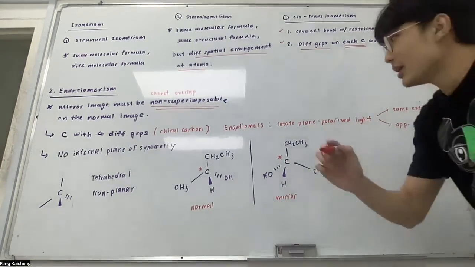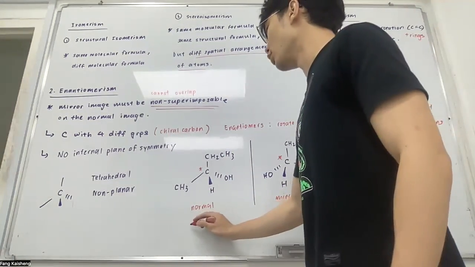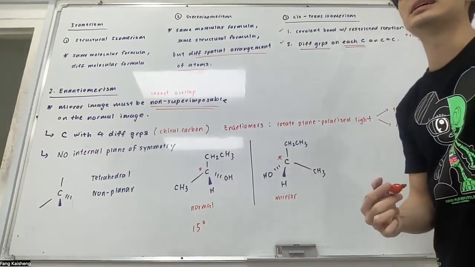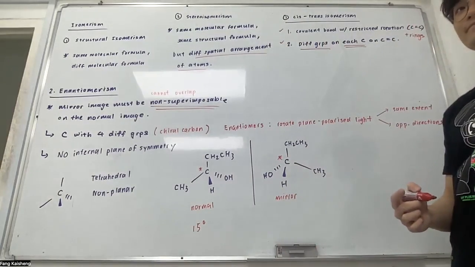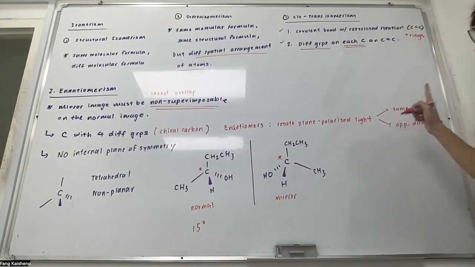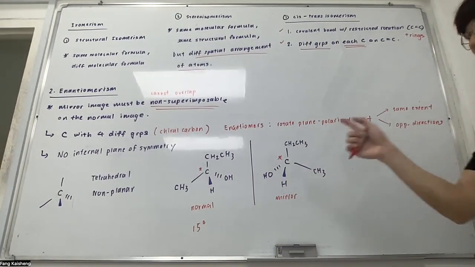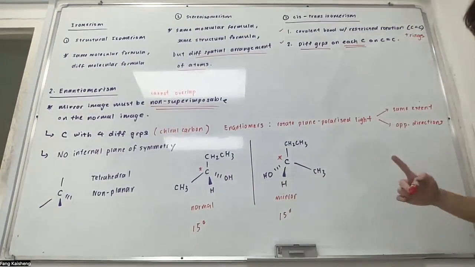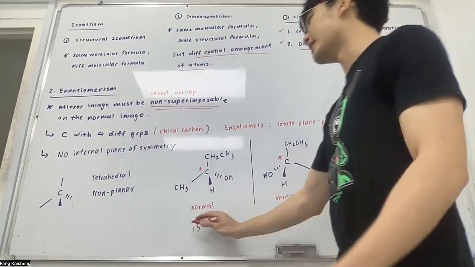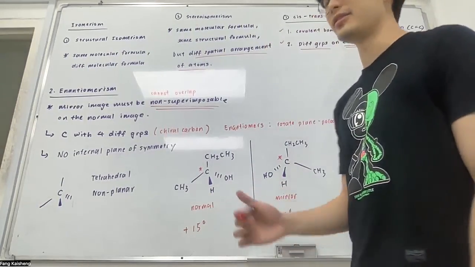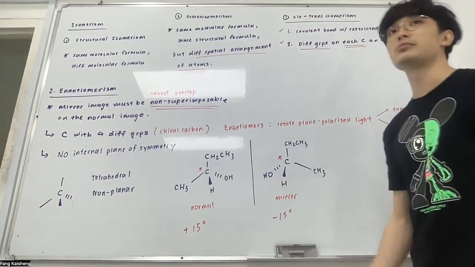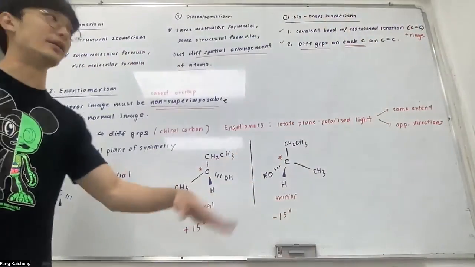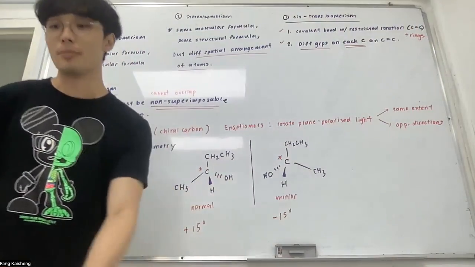So, I ask you this question. If the normal image rotates plane polarized light by 15 degrees, the mirror image must rotate by how many degrees? Same extent, opposite direction. We look at the number first. If it's 15 degrees, this one must be also 15. So that's same extent. Opposite directions means if this rotates in, let's say, the clockwise direction, this one must be anti-clockwise. Simple as that. That's the relationship between these two. It's a special power that enantiomers can do.